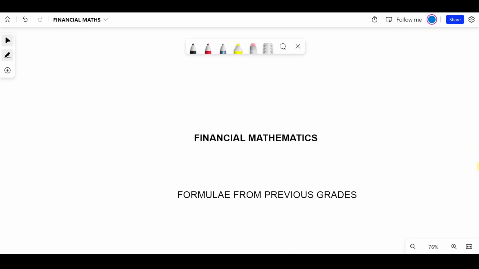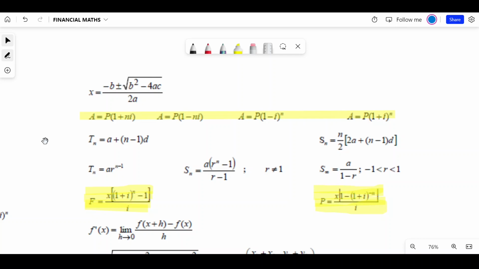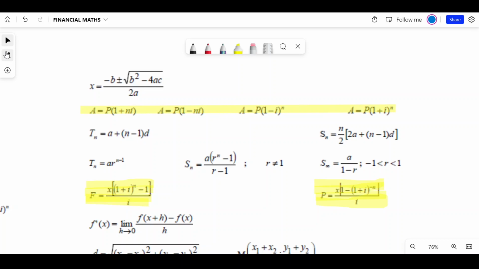First, let's have a look at your formula sheet to see where the formulae that we use in financial mathematics are. Here is your formula sheet. You can see here in the beginning, it's only the grade 11 formulae that you have used. You know these 4 formulae. Then these two. Below the sequence and series formulae, you have the grade 12 financial mathematics formulae. So we are going to discuss all this today.